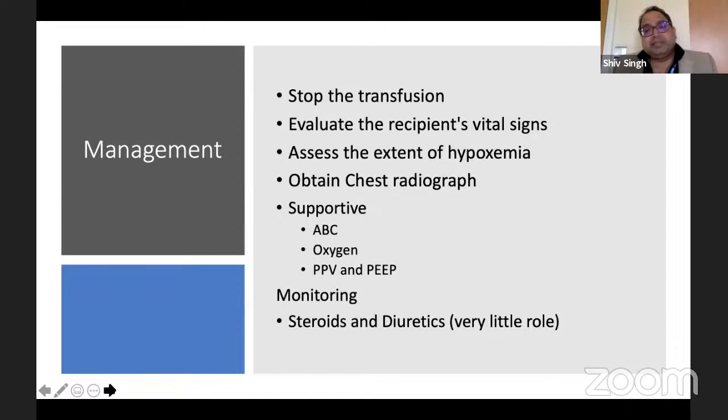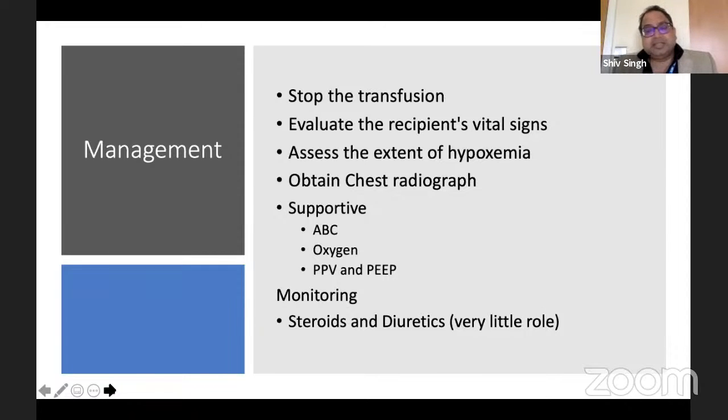You need to evaluate the patient. If the patient is not intubated, they might require intubation. You need to assess the degree of hypoxemia, so blood gases. And while you are doing all this, you can order a chest X-ray, and that will likely give you a diagnosis of the infiltrates on the chest.